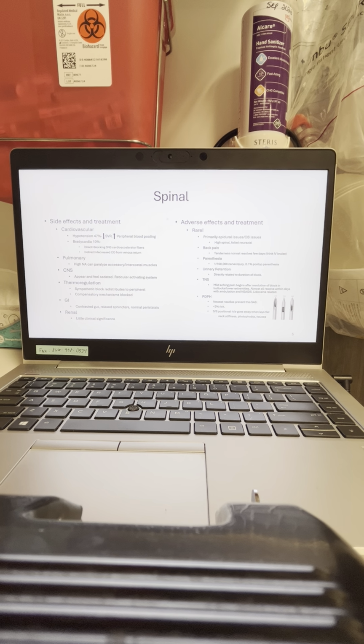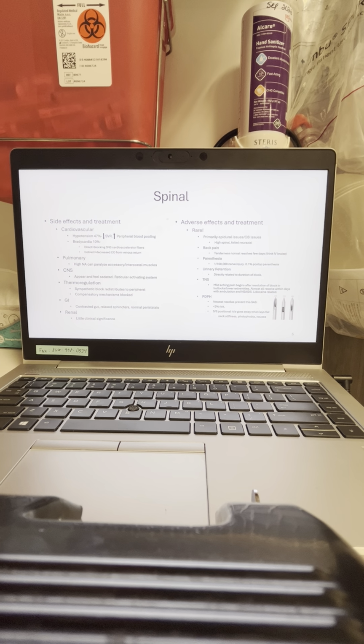Paresthesias, that 1 in 100,000 is actually the permanent nerve injury, but during spinals, about 6% get some degree of paresthesia. Of those, there's a 0.1% chance of it remaining in recovery or post-op.